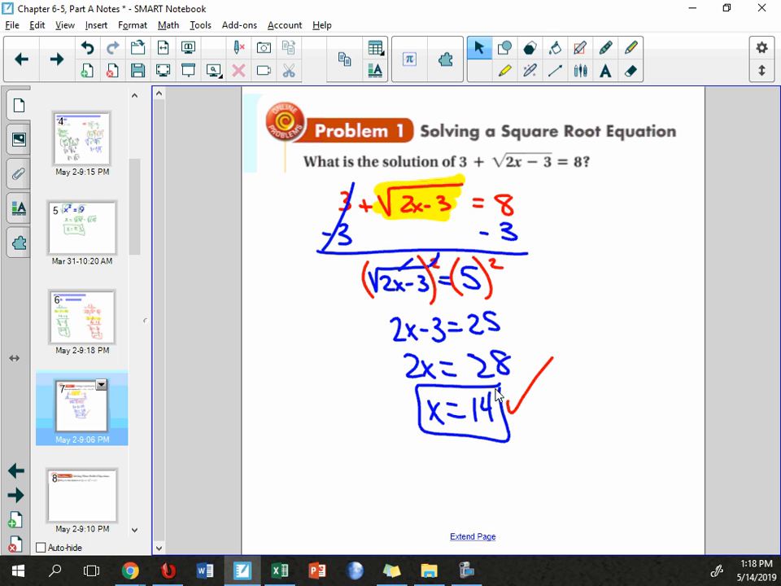The power of 2 and the square root cancel out, which is why I'm left with just 2x minus 3. This 2 and this radical cancel out. They cancel out. That's how that goes away.